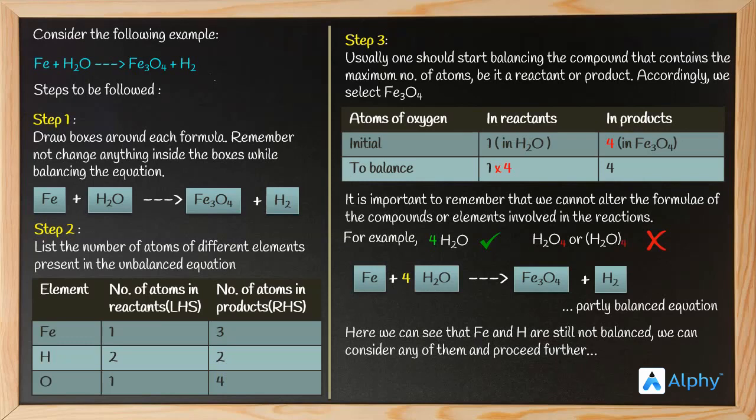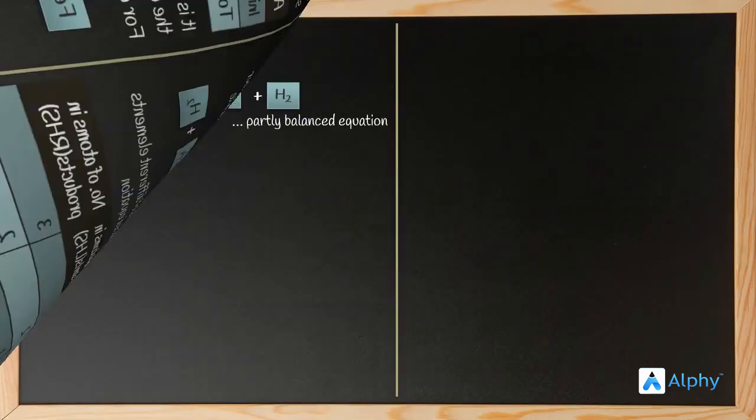But after multiplying the coefficient of H2O by 4 for balancing these oxygen atoms, we are actually disturbing the balancing of hydrogen. And so always remember that we have to consider the updated equation, right? After step 3, we have to consider the equation which we got at the end of step 3, right? So let's go further.